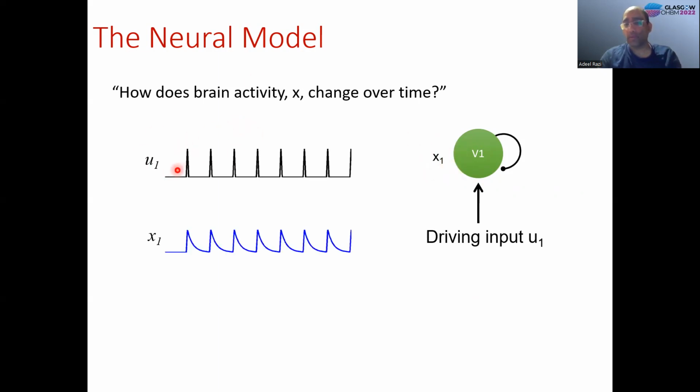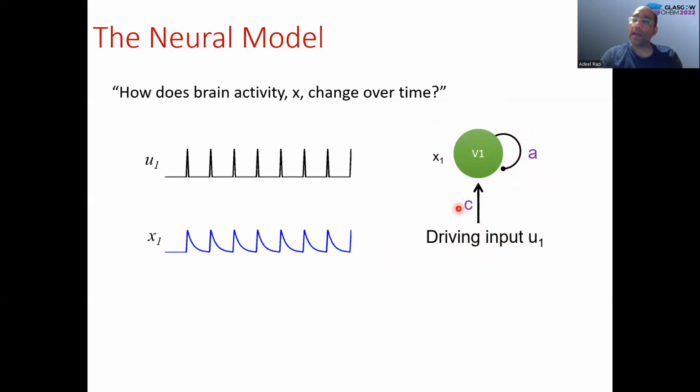First, let's look at U1. This is what our external stimulus looks like: it turns on for a brief time and then goes off. The X1 would look something like this. Once there is an input, it goes up and then slowly decays, and then it goes up again and decays. Now, if I want to describe this, we start to put in some parameters of a model.